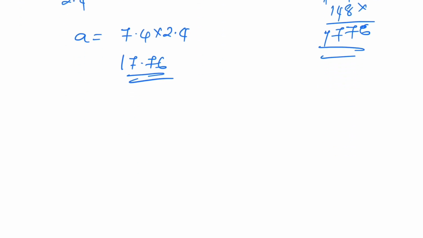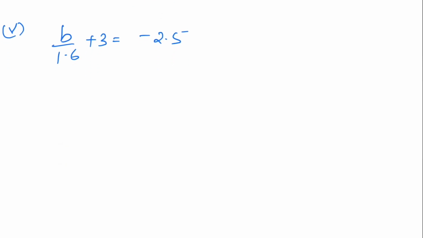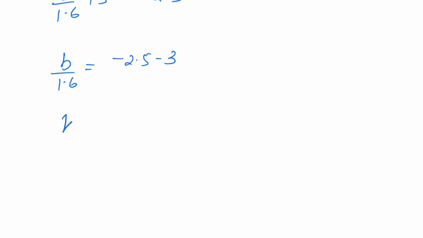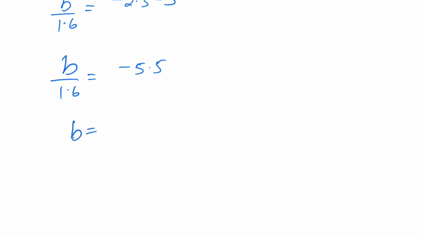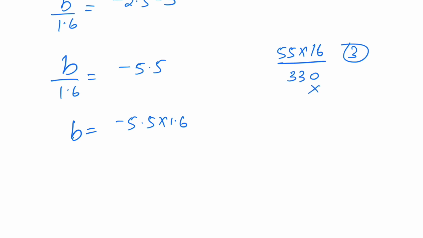Next we have the fifth sub question. b by 1.6 plus 3 is equal to minus 2.5. So b by 1.6 equal to minus 2.5 minus 3. b by 1.6 equal to minus 5.5. b is equal to, it's getting multiplied there, 5.5 into 1.6. 55 into 16, 6 5s are 30, 6 5s are 30, 33 into 55, 088. So your answer will be minus 8.8.